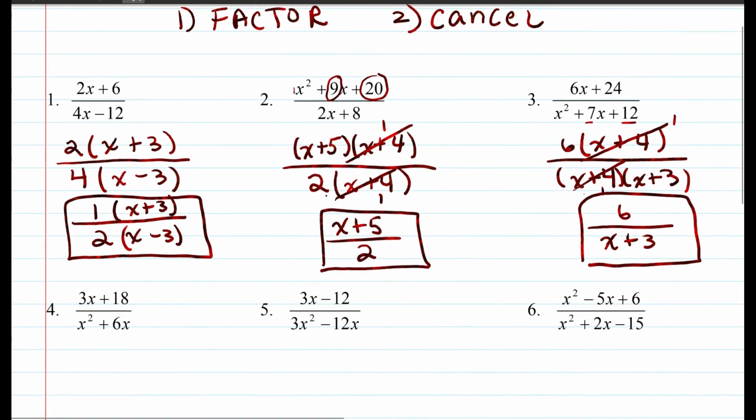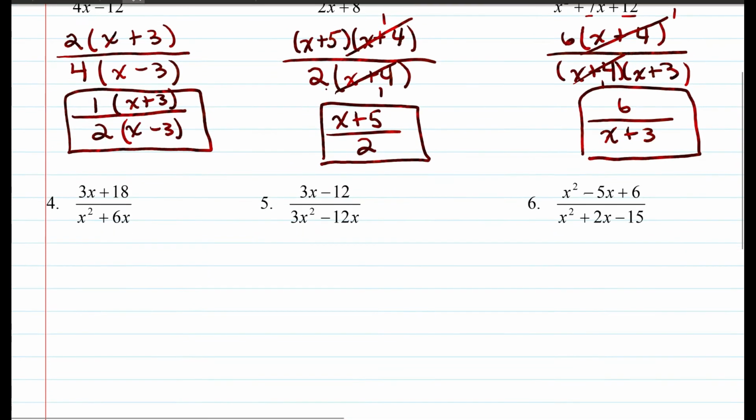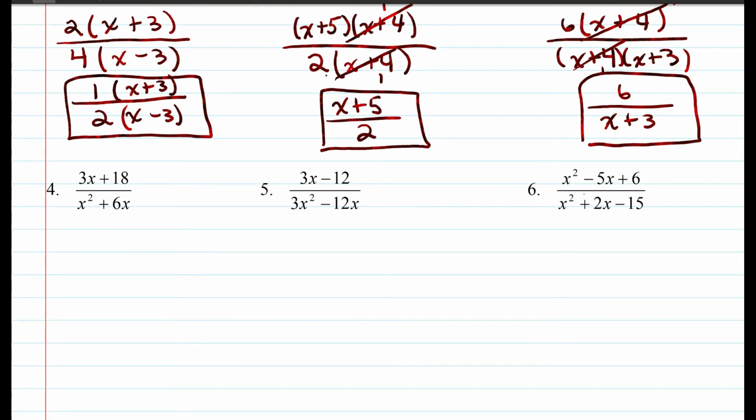Alright, let's move on to the fourth example. The fourth example says 3x plus 18 over x squared plus 6x. It looks to me like a matter of finding the GCF again. That's what we always would like to do first and foremost. The GCF of 3x plus 18 is 3. 3 goes into 3x, x times. 3 goes into 18, 6 times.